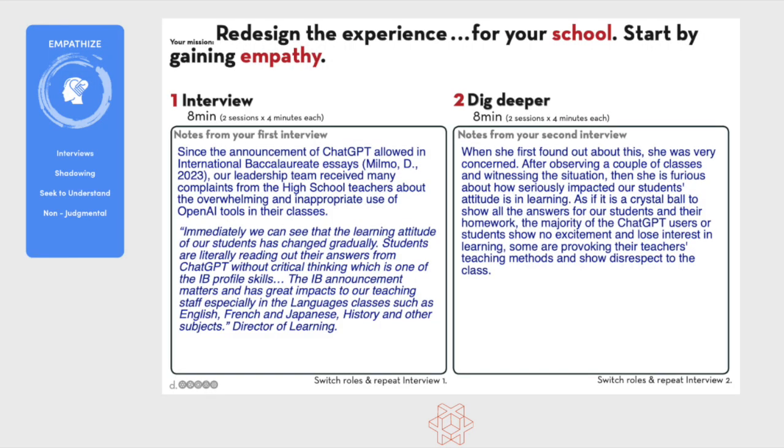Stage 1, empathize. By using the template provided, I interviewed our director of learning and sought to understand her current situation and troublesome issues. I learned that there is an experience of overwhelm in the use of OpenAI tools in our school. It has become a divisive issue for our teachers as well as our students' attitude towards learning. Details can be read on this page. From our second interview, our director took additional steps to visit and observe a couple of classes to investigate the situation, and more information was reviewed and the situation became much clearer.